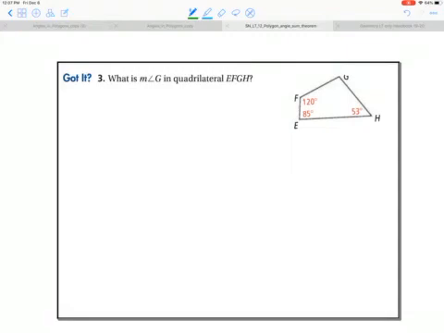Let's look at this one. Find the measure of angle G in this polygon. G is up here. First, we need to know what the sum of all the angles will be in this shape. It's a four-sided figure, so the sum is going to be n minus 2 times 180. So it's going to be 4 minus 2 times 180, 360. So we know that all of these will add up to be 360.